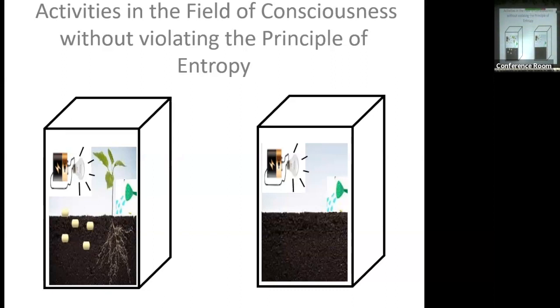Here in one isolated box, we have a power supply, bulb, electricity, light, then a watering system, and the seeds also we are putting. So we see that it is nice, the plant is growing. In another box, we are putting everything, but not seeds. So you see that there will be no plant growth.